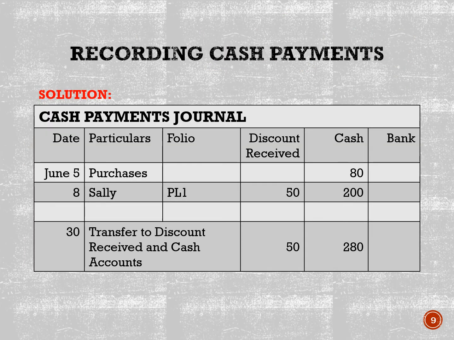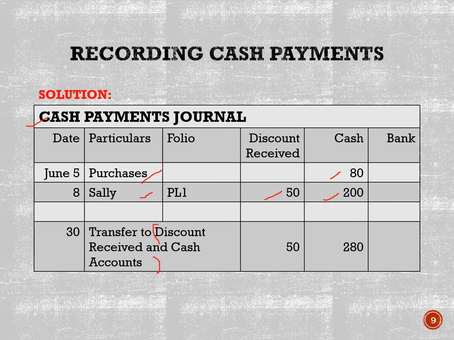So bila you dah classify mana cash receipt, mana cash payment, so you boleh transfer to the journal. Okay, this one cash payment journal. Cash payment journal, you have to put the purchase, sale, cash, 50 ringgit, 200, and then at last you have to transfer to the discount receipt and cash account.